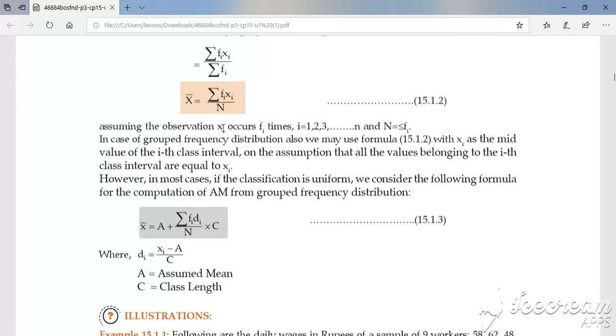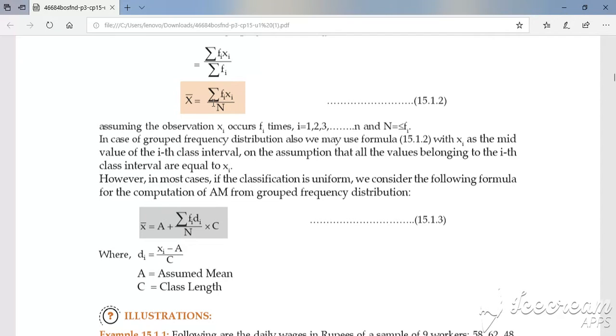Now the third type is if we have our frequency distribution in terms of class intervals. So as I said, instead of xi, suppose I have class intervals. Lower limit is given, upper limit is given, right? So 10 to 20, 20 to 30, 30 to 40, these are class intervals. Then how do we find its x bar?